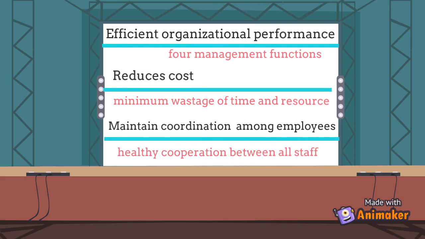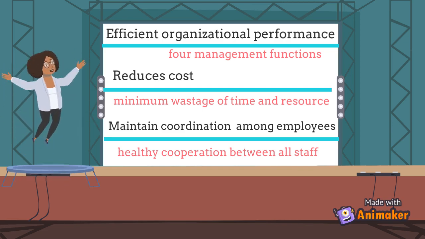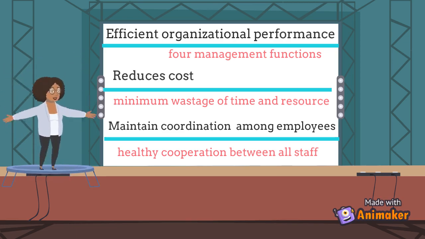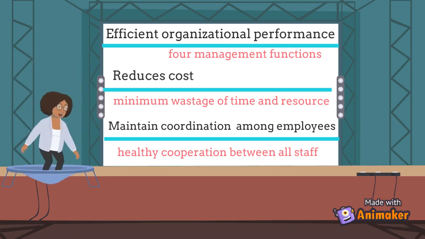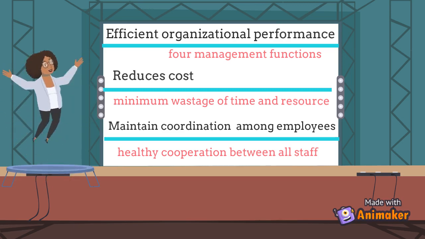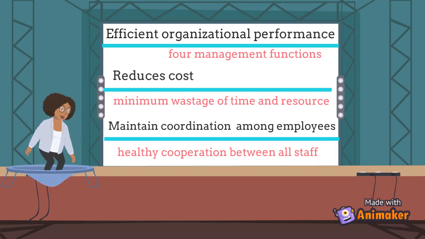First, efficient organizational performance. Staffing is the key to the efficient performance of the four management functions of planning, organizing, leading, and controlling to be done properly. Second, reduces cost. Staffing ensures the right person for the right job at the right time to reduce the cost of wastage of time and resources.